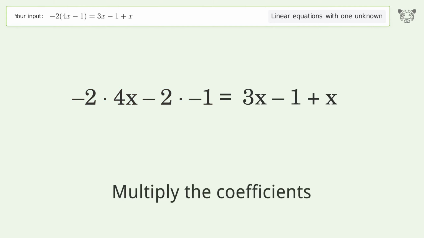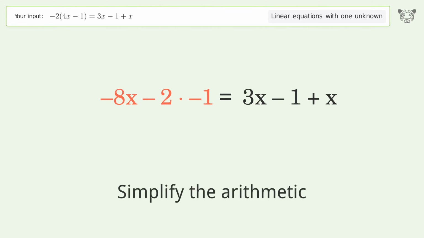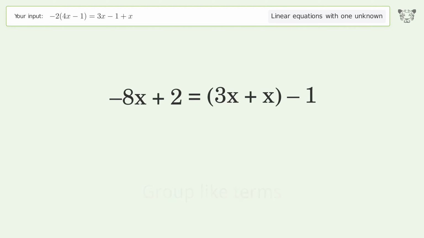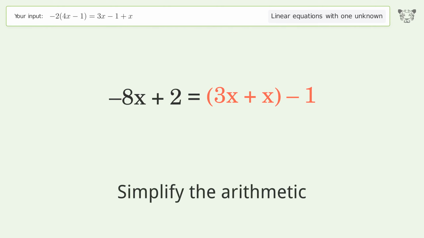Multiply the coefficients. Simplify the arithmetic. Group like terms. Simplify the arithmetic.